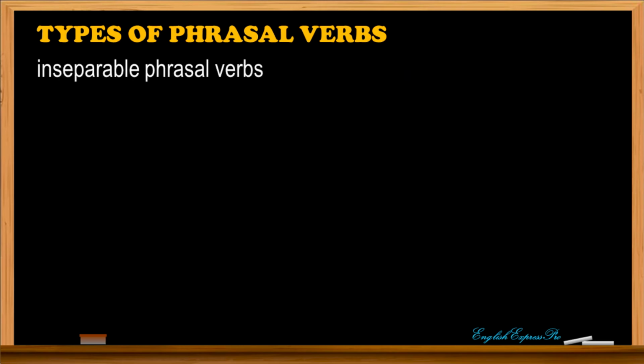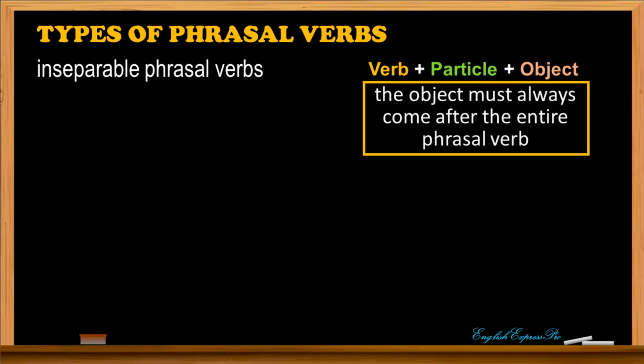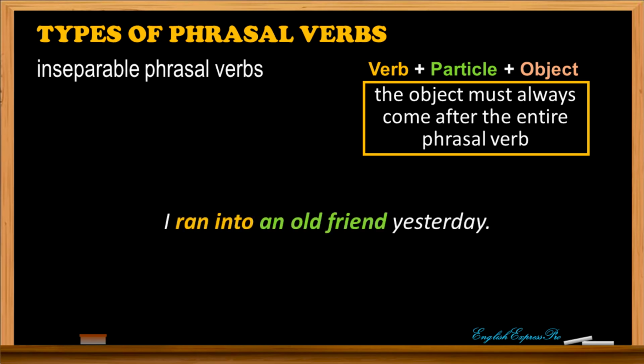Finally, let's talk about inseparable phrasal verbs. These are phrasal verbs where you cannot separate the verb from the particle. The object must always come after the entire phrasal verb. For example, I ran into an old friend yesterday. You cannot say, I ran an old friend into. It's always together, ran into.